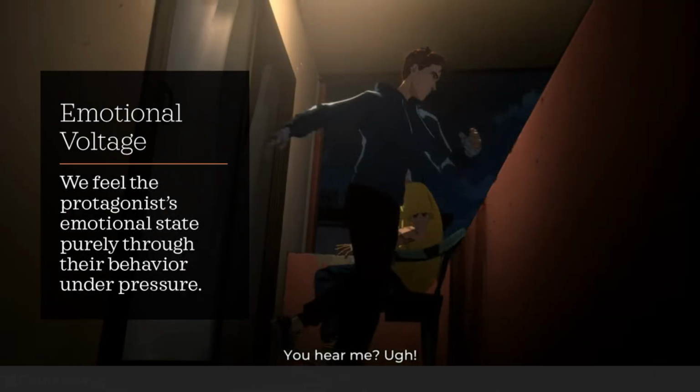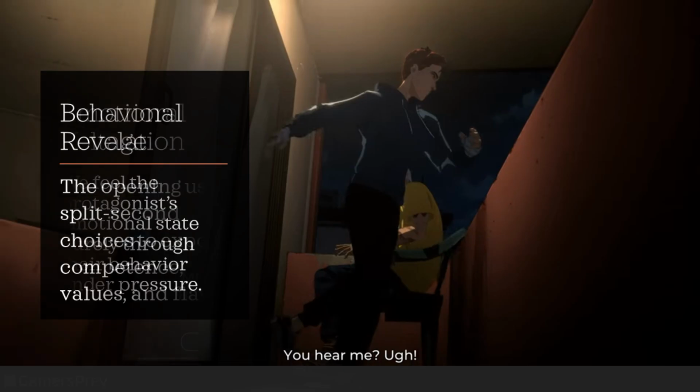Atom number 4, emotional voltage. The protagonist's emotional state must be apparent through action, not narration. Impact openings rely on visceral readings. You see who the hero is by how they move under intense pressure. In Dispatch, this shows through Robert's relentless pursuit and how he handles each obstacle. His determination is visible in every choice, even though the player shapes its exact flavor.